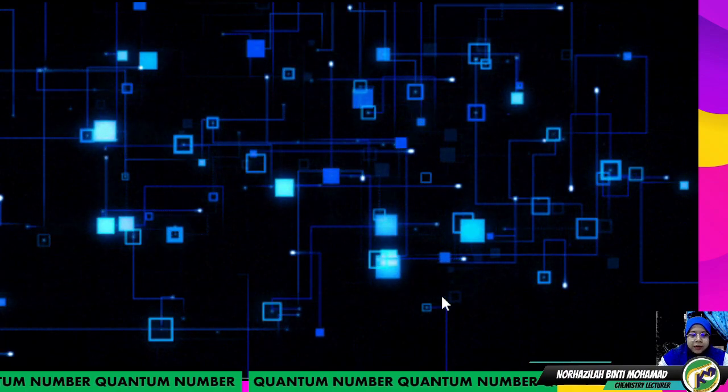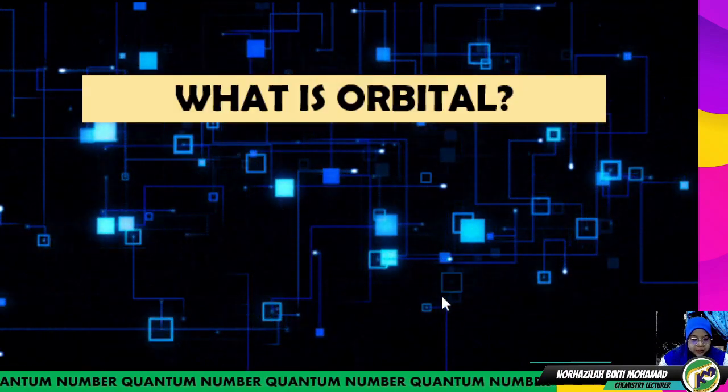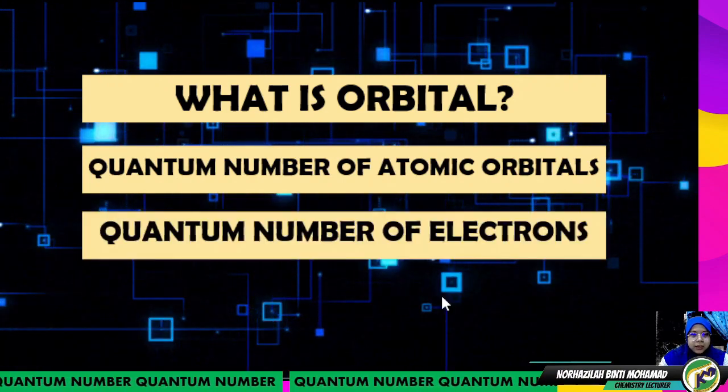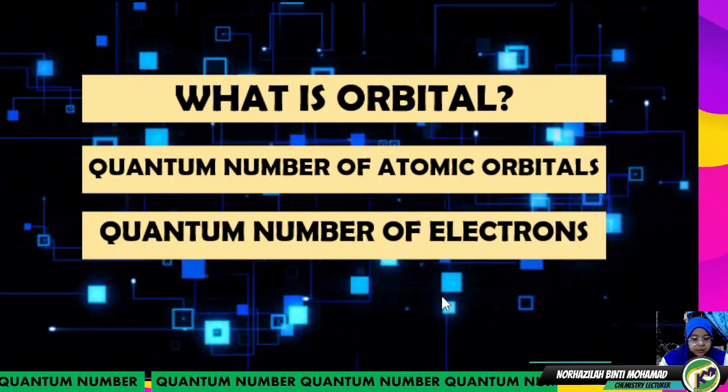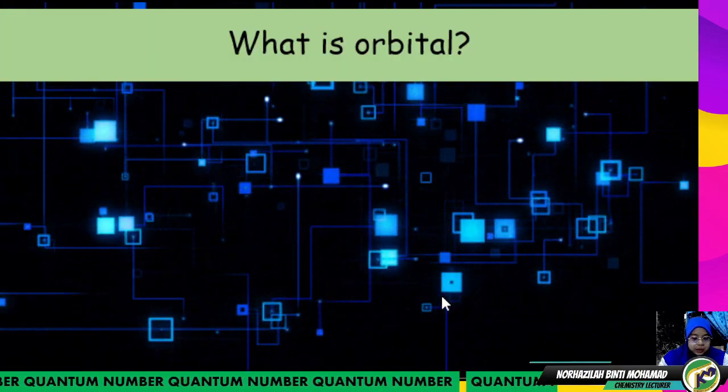So in this video, I would like to explain about the orbitals, the quantum number of atomic orbitals and the quantum number of electrons. So first we go to the first one, which is what is orbital.